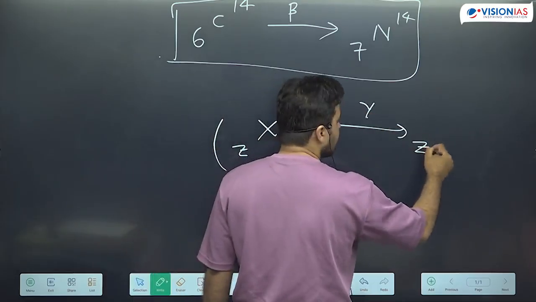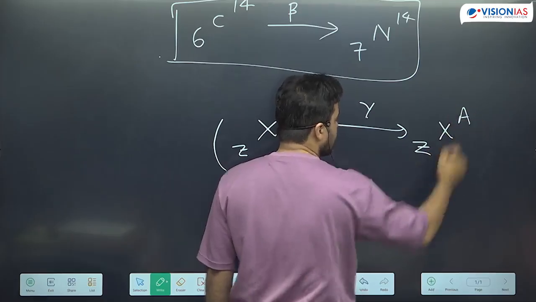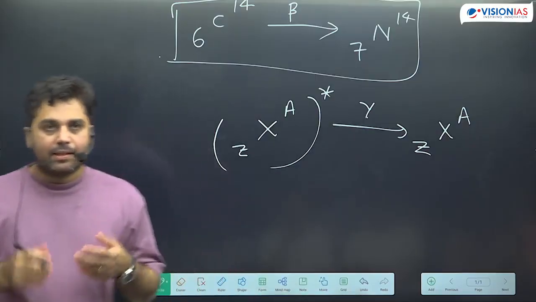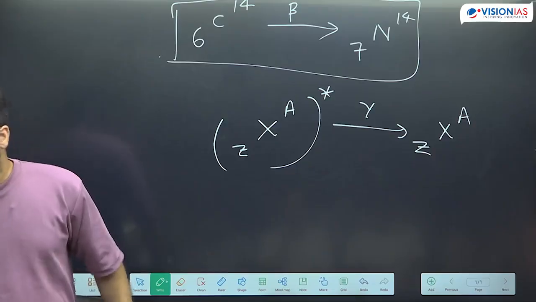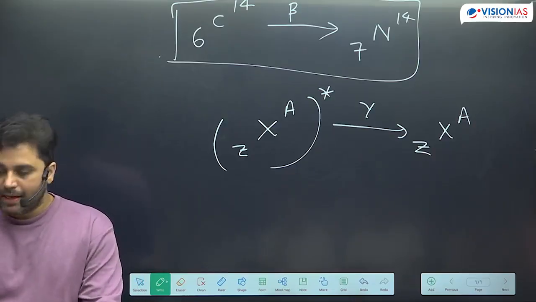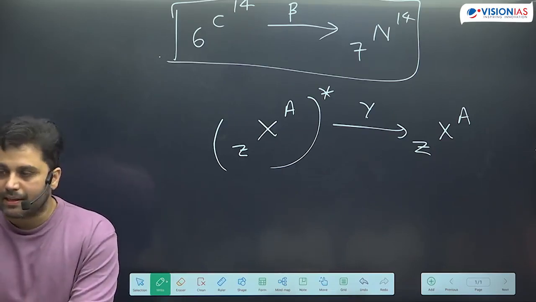Nothing happens to its atomic number. Nothing happens to its atomic mass. But it loses that energy. The excess energy has been released in the form of a light photon, which we call gamma. And that gamma has very, very high frequency and very high energy.